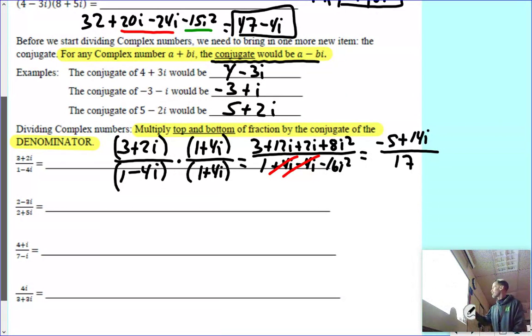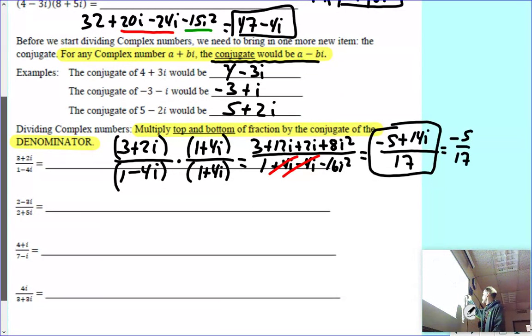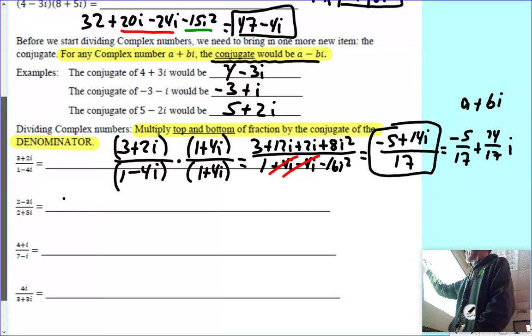That's totally acceptable as a final answer. But format wise, you'll often see it also written as negative 5 over 17 plus 14 over 17i, so that it's still in that same a plus bi format. Okay, so let's go and do one more example, and I'll let you guys do the last two on your own to practice a little bit.